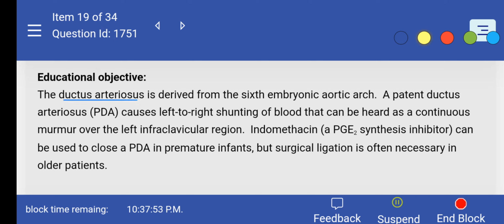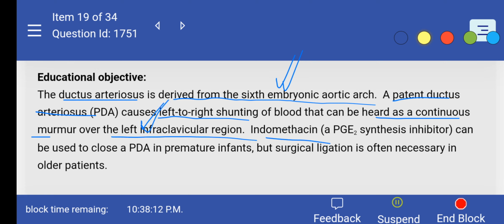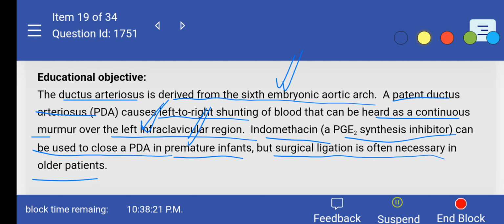So the ductus arteriosus is derived from the sixth embryonic aortic arch. A PDA, that is patent ductus arteriosus, causes left to right shunting of blood that can be heard as a continuous murmur over the left infraclavicular region. Really important: indomethacin, a prostaglandin E2 synthesis inhibitor, can be used to close PDA in premature infants, right? But surgical ligation is often necessary in older patients.